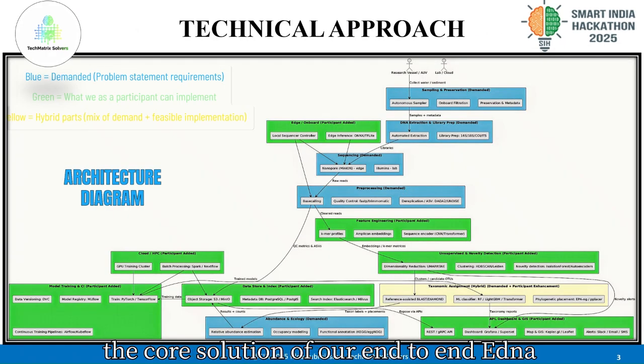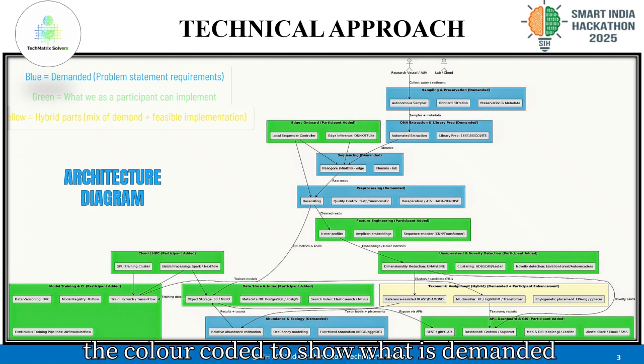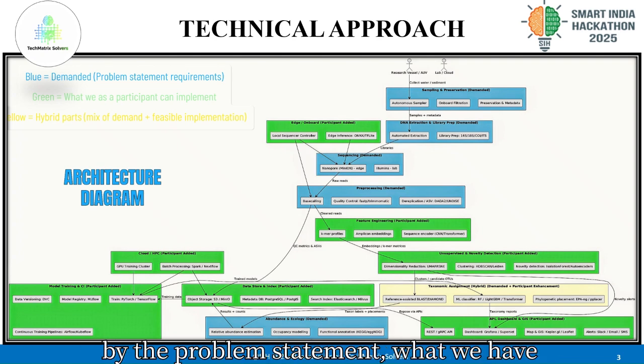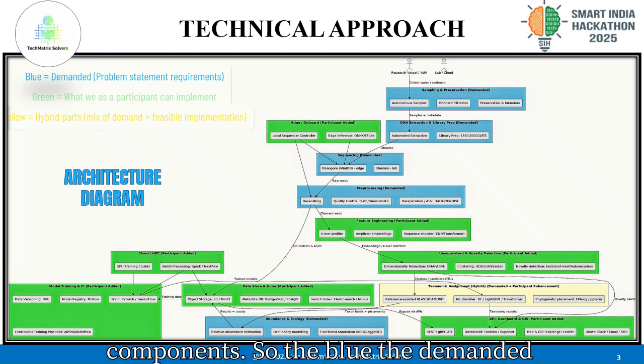Here is the solution of our end-to-end eDNA pipeline. The diagram is color-coded to show what is demanded by the problem statement, what we have added as participants, and the hybrid components. So the blue is the demanded problem statement.